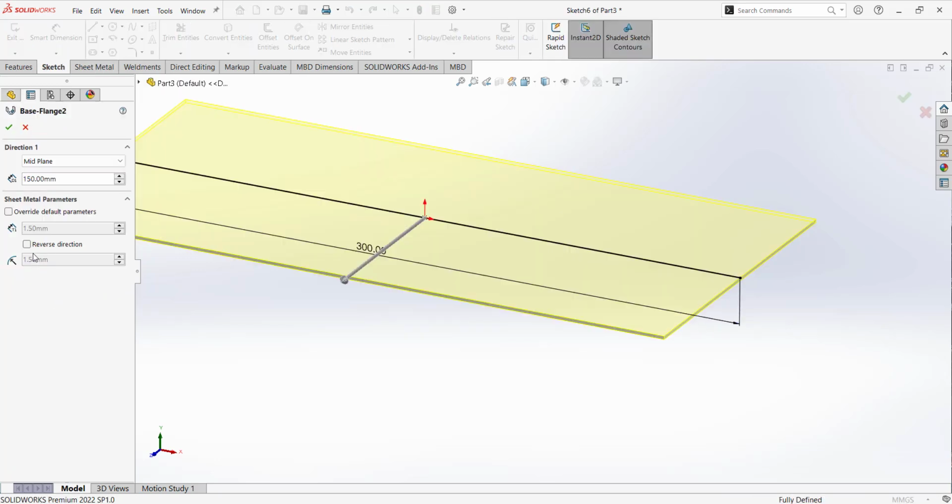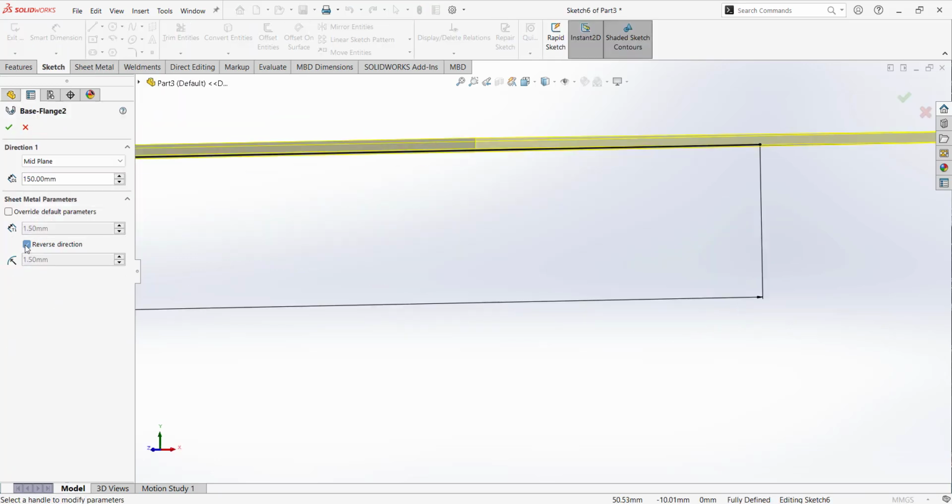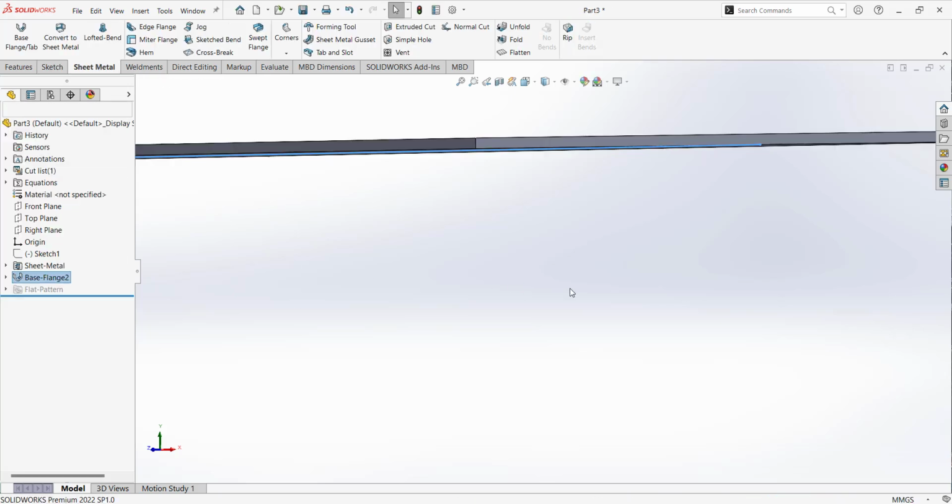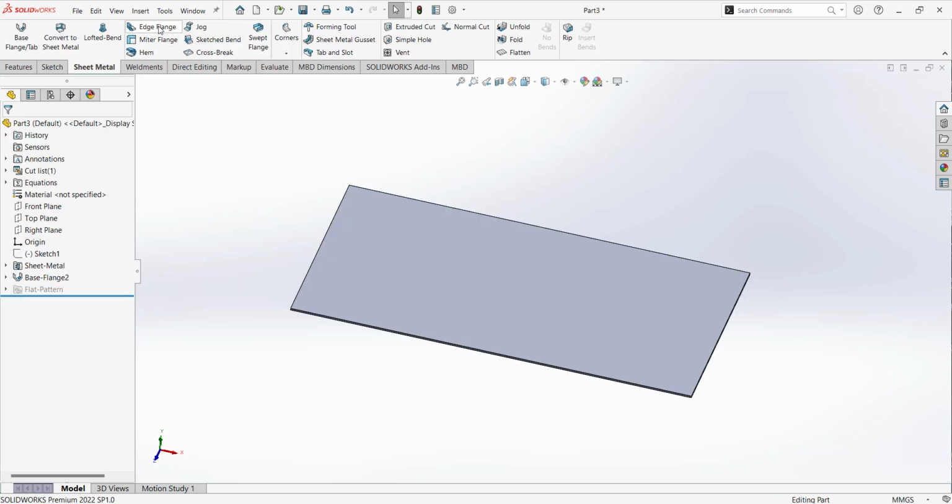If I want to reverse the direction of thickness, again I'll go for base flange. Say edit feature and reverse the thickness. Now you can see the reverse thickness. I'll say OK again. The next command we are going to see here is edge flange.